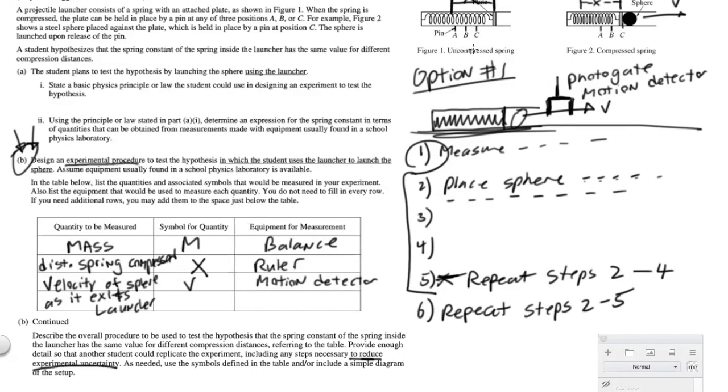Because the whole thing with this problem is we're trying to figure out if the spring constant changes with how far we compress the spring. So we first compress to A, collect all our data, get the velocity and all that. Then we're going to compress to B, and do that multiple times. And then lastly, we're going to compress to C, to see if these different compression distances affect K. All right, so that is the procedure. That is really good for part B.